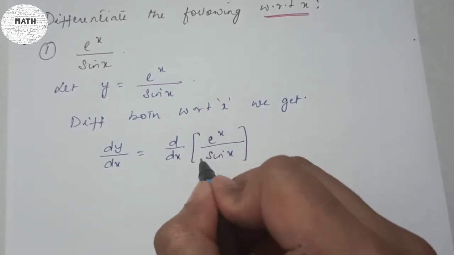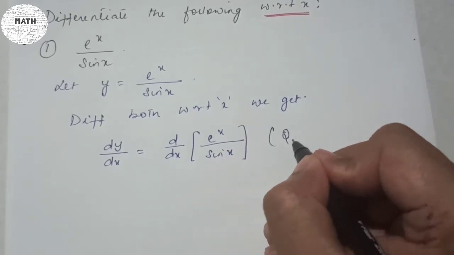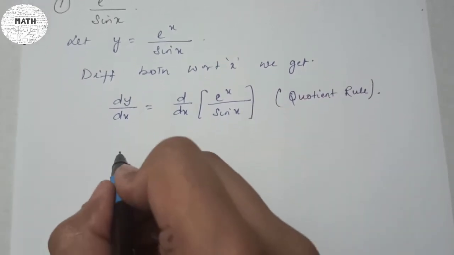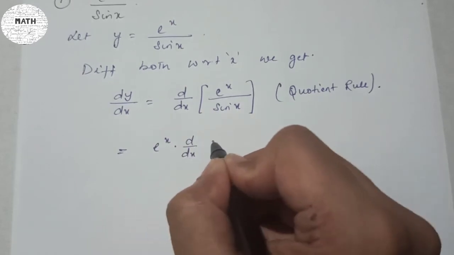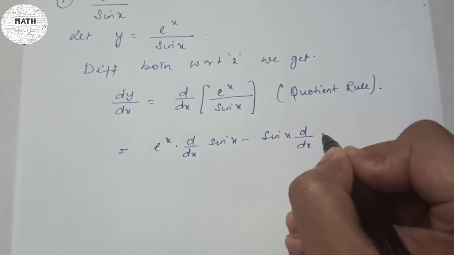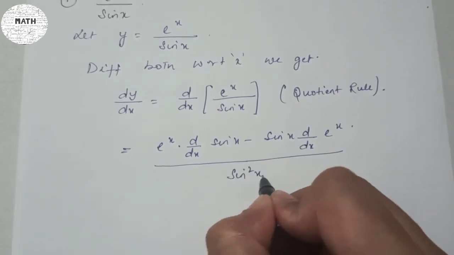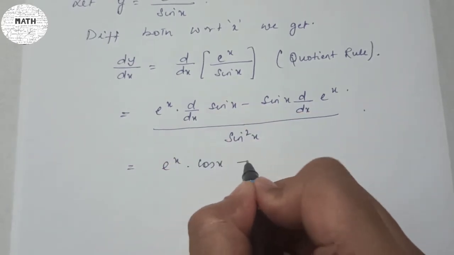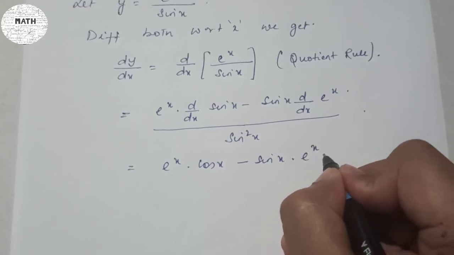Now if you look inside the bracket, I got u divided by v. That means I have to use the quotient rule. If I use the quotient rule, the answer would be e to the power x d by dx of sin x minus sin x d by dx of e to the power x, divided by sin square x. So the next line will be e to the power x times d by dx of sin x, which is cos x, minus sin x times d by dx of e to the power x, which is e to the power x, divided by sin square x.